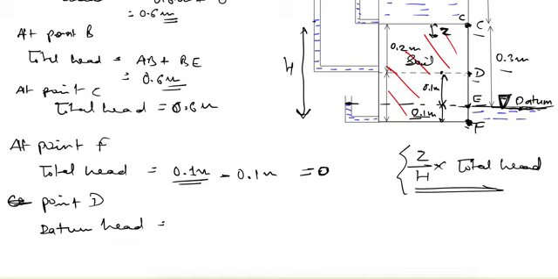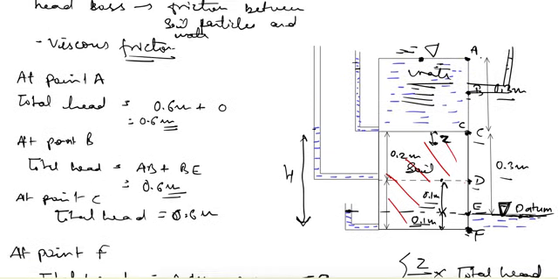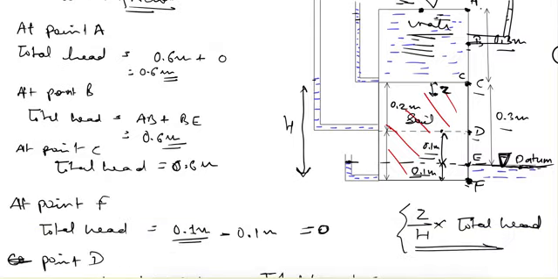Datum head is DE. So DE is 0.1 meter. And pressure head in these cases, if head loss is taking place, is calculated by total head minus datum head. So let's first calculate the total head.